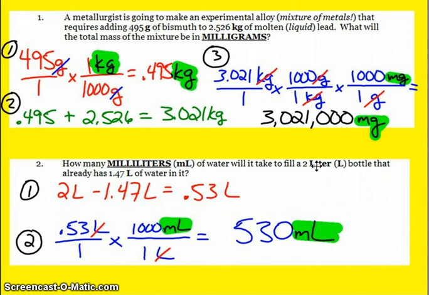Same with the second problem. The second problem here, I chose to subtract first. 2 liters minus the 1.47 liters of water. That's how much water it will take to fill. I converted that to milliliters. You could have converted 2 liters and 1.47 liters into milliliters first and then subtracted. Again, the goal is to get the right answer.